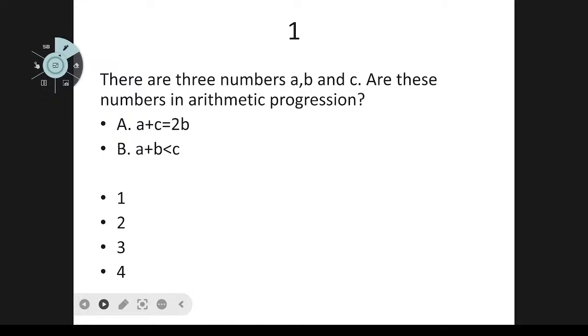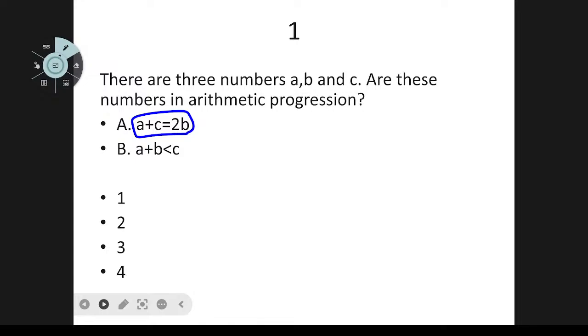So, there are three numbers A, B, C. Are these numbers in arithmetic progression? It's just given that there are three numbers A, B, C. It's not given this time that they are integers. So we need to understand it's not given they are integers. Are they in arithmetic progression is what they asked. Now the equation given is A plus C is equal to 2B. By using this, can I tell if the numbers are in arithmetic progression or not?